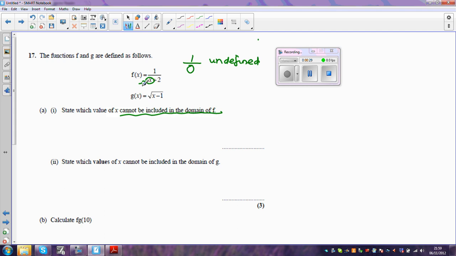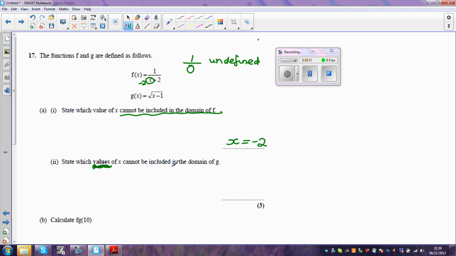So if x was -2, the bottom would be -2 plus 2. -2 plus 2 is 0. 1 divided by 0 is not allowed. So the value of x which cannot be included in the domain of f is x equals -2. X cannot be -2.